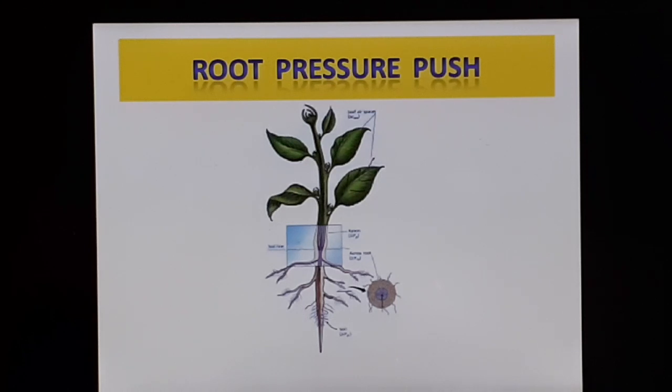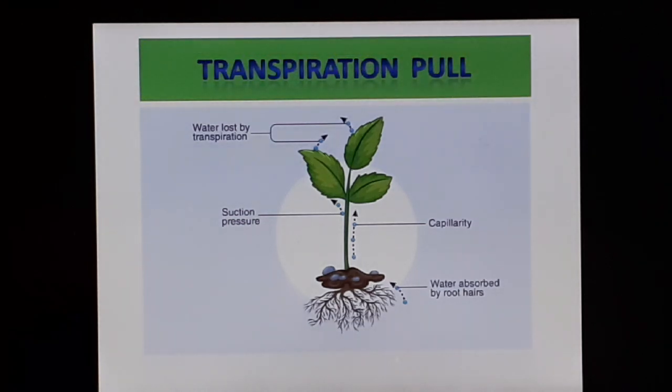Some physical properties of water, like the attraction of water molecules among themselves and the attraction of water molecules to the walls of the xylem, also help in this upward movement of water to the leaves. This root pressure is not enough to move water upwards. Another factor responsible for the upward movement of water is transpiration pull.